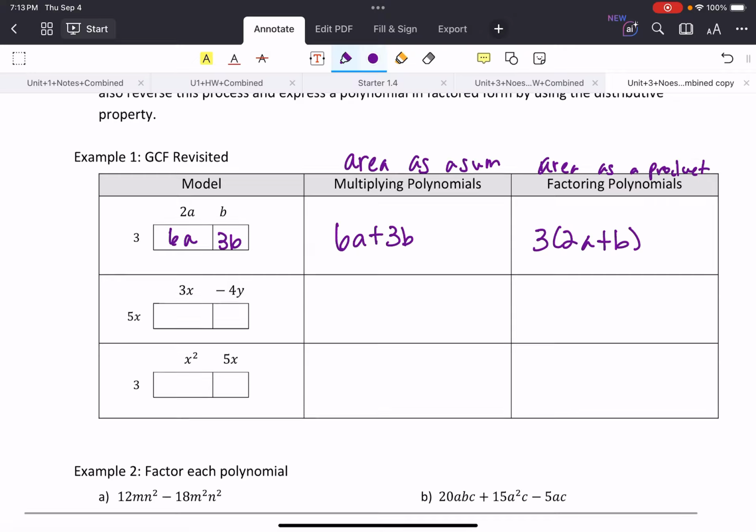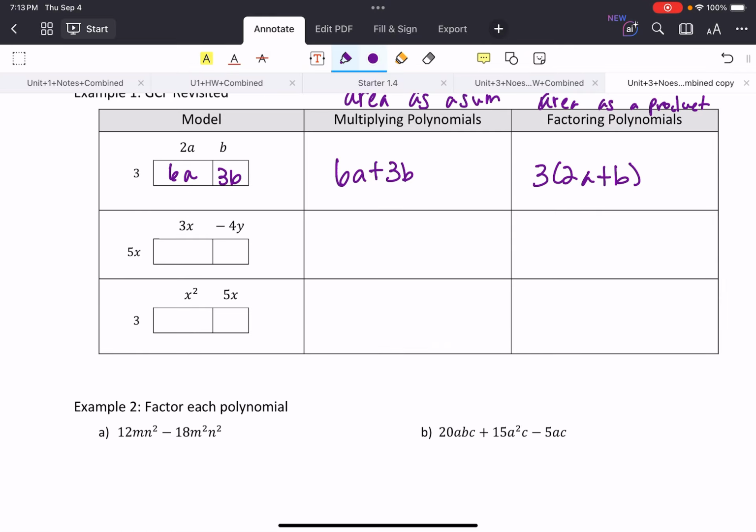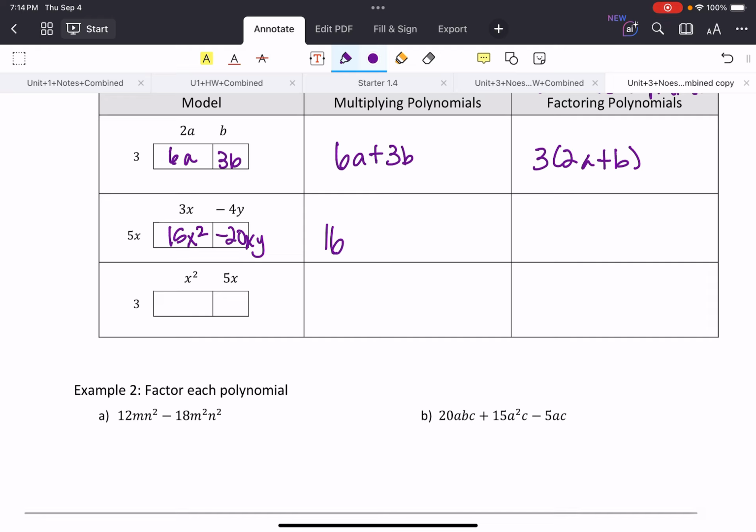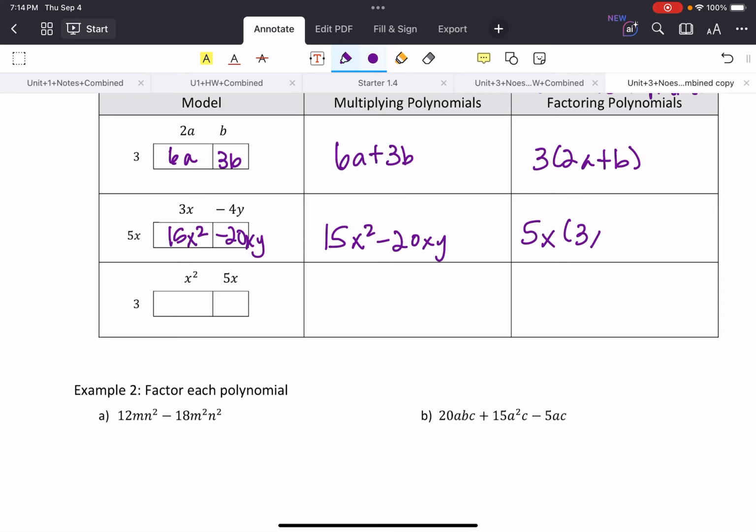We can do it with the other two examples. So 5x times 3x is 15x squared. When we multiply the x's, the exponent changes. Then we have 5x times negative 4y, and we get negative 20xy. So multiplying polynomials, or area as a sum, oh, I wrote a 16, oh, it is 15, Ms. Stone. 15x squared minus 20xy. And our factored form is just 5x times (3x minus 4y). That's what we started with here.